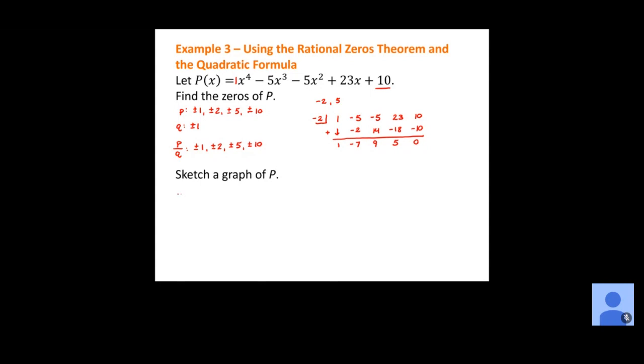So now I'm listing out my zeros that work, down here. -2 definitely works. All right, now we want to test the 5. Now, rather than going back to the original list, since I know that -2 worked, I'm just going to keep going with the 5. So I'm going to put 5 here. I'm going to base this one off of those coefficients instead.